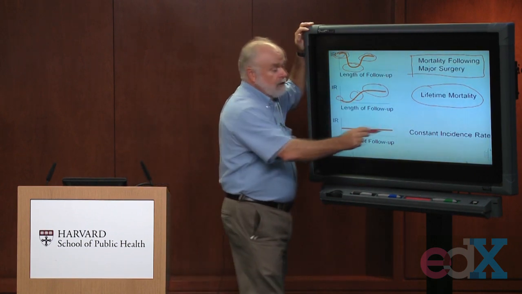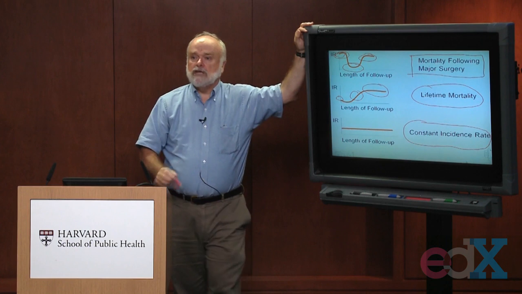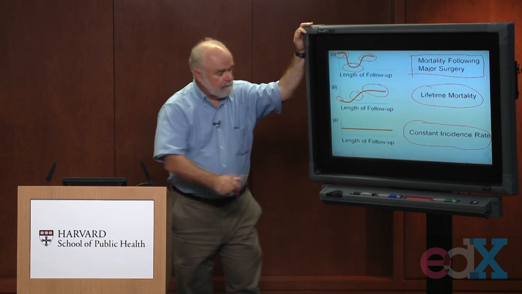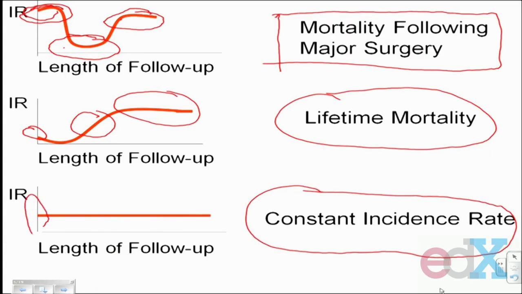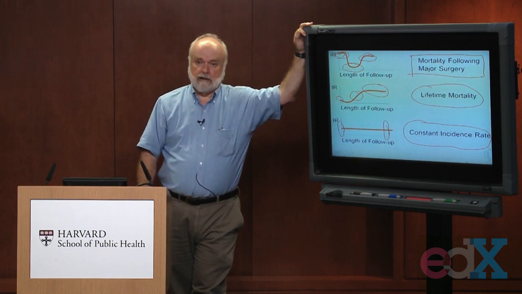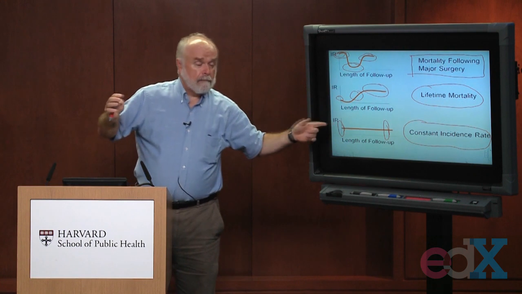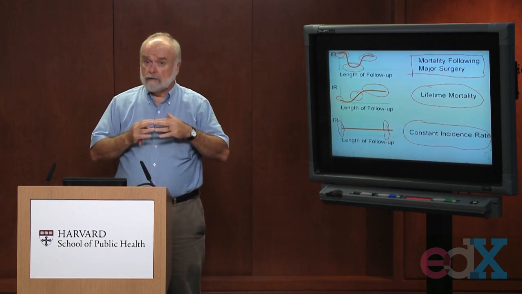The last one I want you to consider is maybe the hardest one to imagine. It's a picture where the incidence rate value doesn't change with time. During the very beginning of the study, the incidence rate is some value, and that same value exists for people who are still alive and at risk at the end of the study. It's a constant incidence rate. And for a study that has a very long follow-up, this type of picture is probably not going to hold.